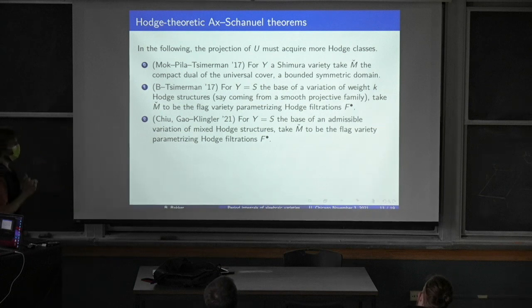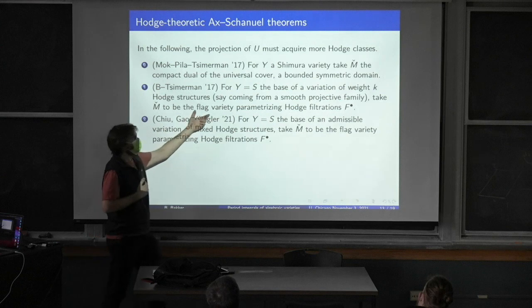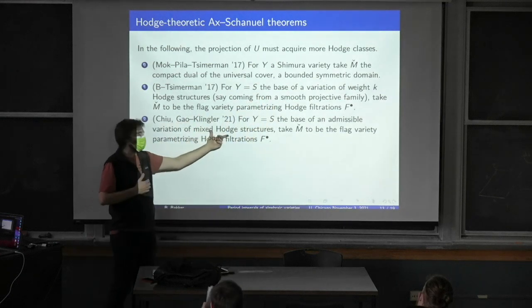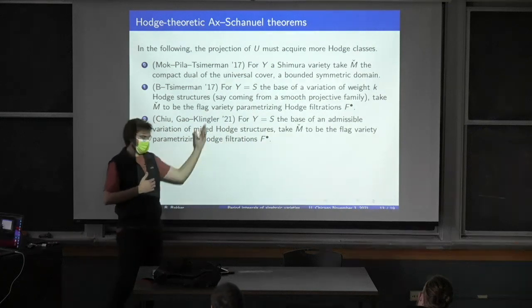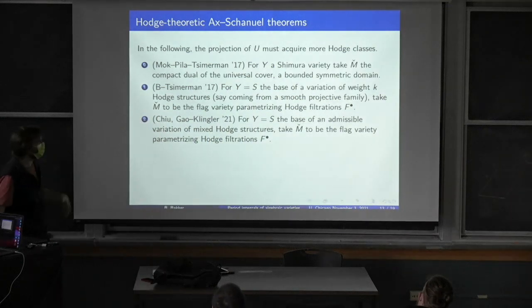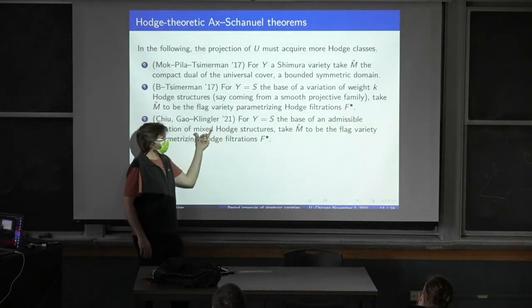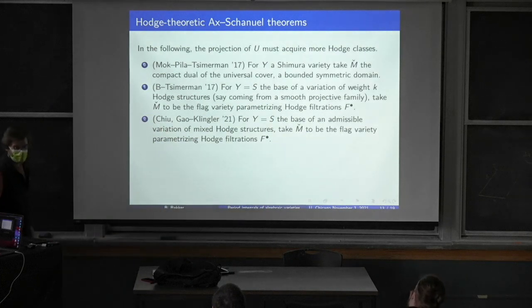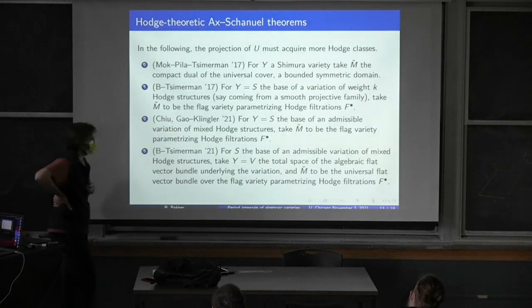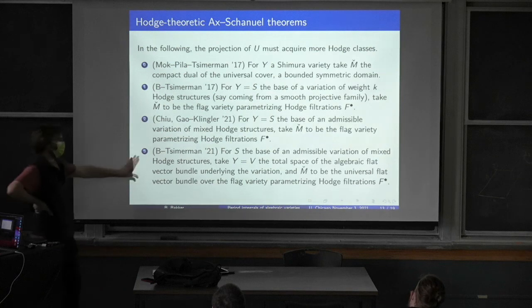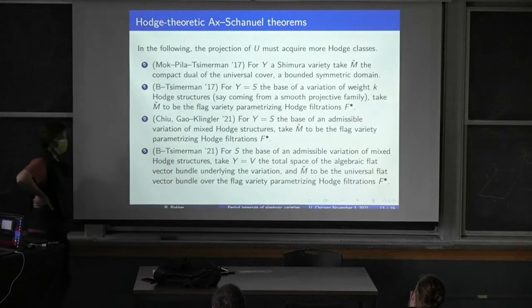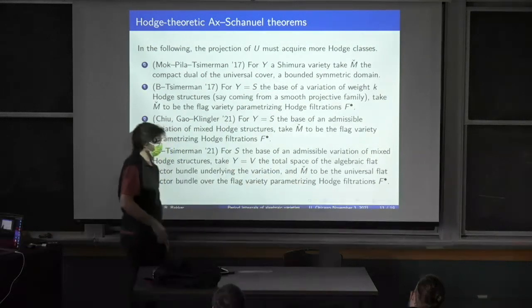I haven't really mentioned mixed Hodge structures, but due to work of Deligne, any smooth projective family has pure Hodge structures on its cohomology groups. Any complex algebraic variety has a mixed Hodge structure on any of the cohomology groups. These are Hodge theoretic data that arise when you allow both singularities and non-compactness. And finally, this is recent work with Zimmerman, the kind of meta theorem: take your Y to just be the total space of the algebraic flat vector bundle underlying the variation, and M hat the universal flat bundle.